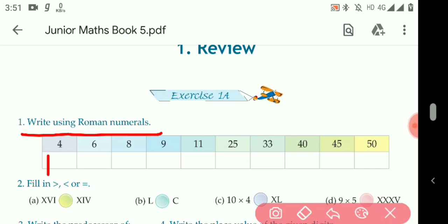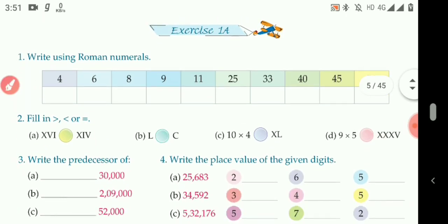4 can be written as IV. 6 can be written as VI. In the same way, the rest of the questions will be done by you in your maths copy. Now moving towards question number 2.